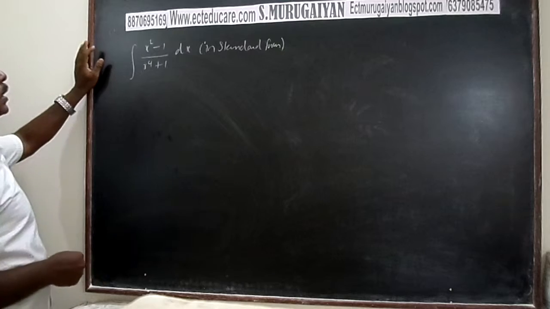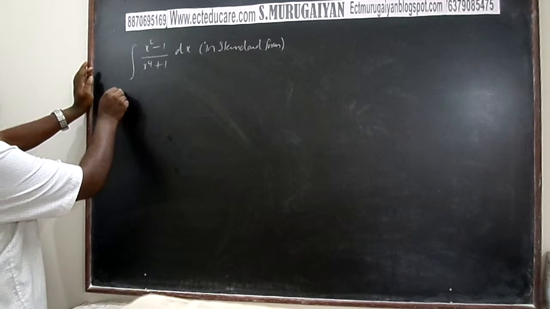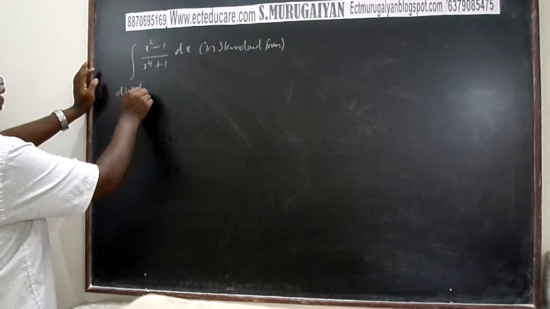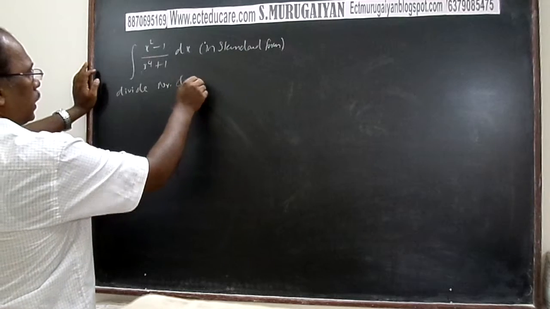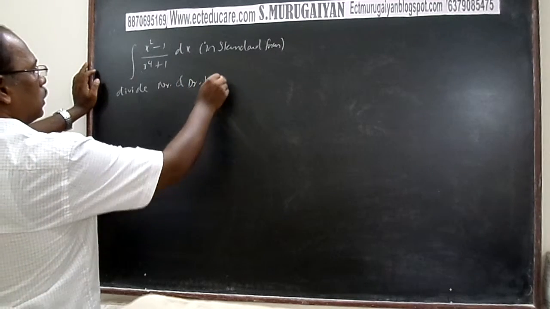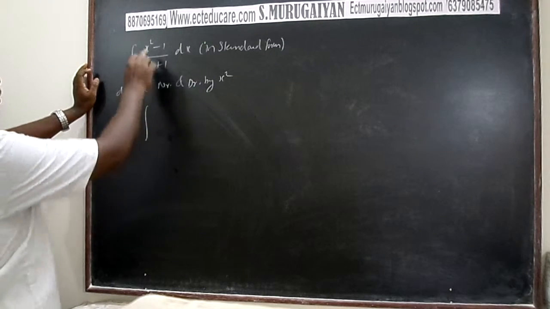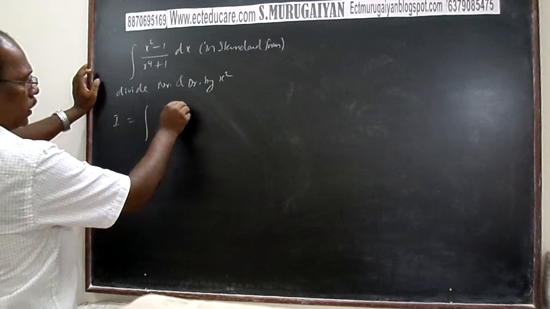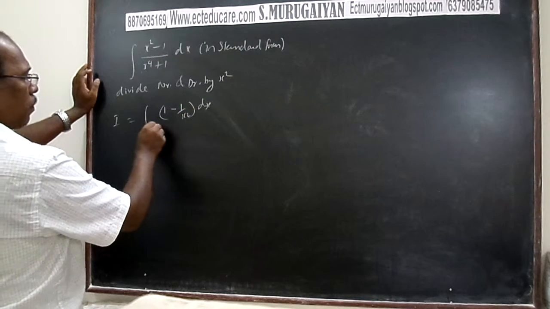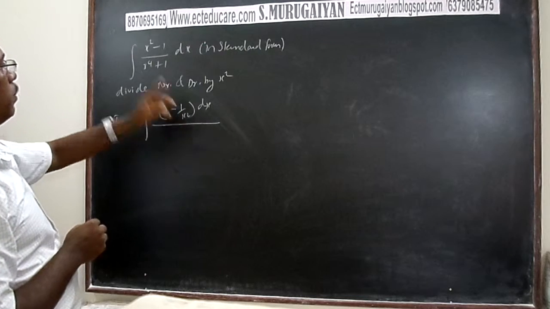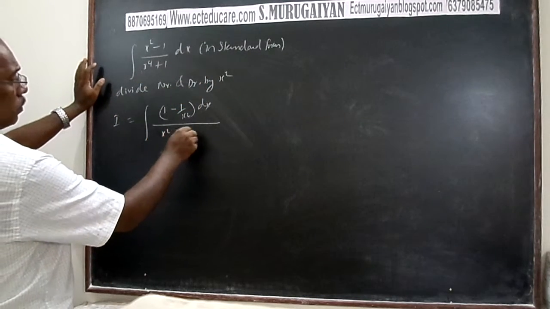Once the integral is in standard form with a biquadratic denominator, what to do? Divide the numerator and the denominator by x square. So I equals the integral of (x square by x square, that is 1, minus 1 by x square) dx, obtained by dividing the numerator by x square, over the denominator x square plus 1 by x square.